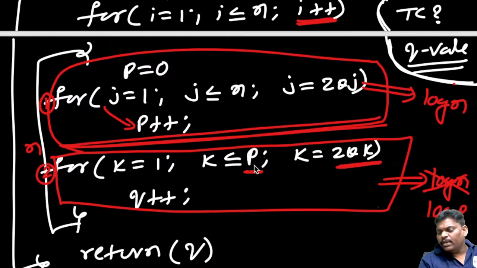If anyone says the second loop is log n, it is not log n. It is log p.